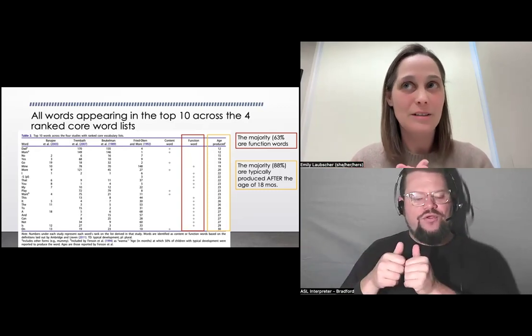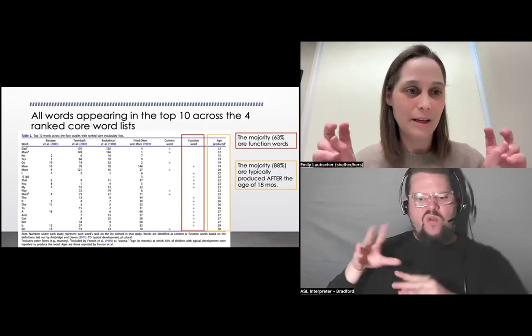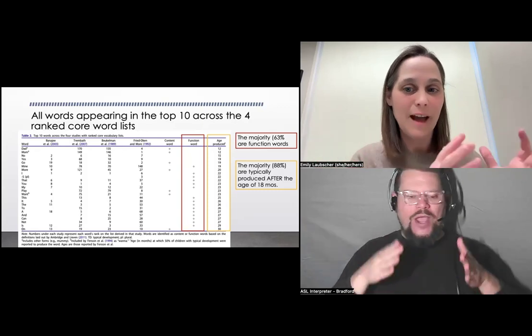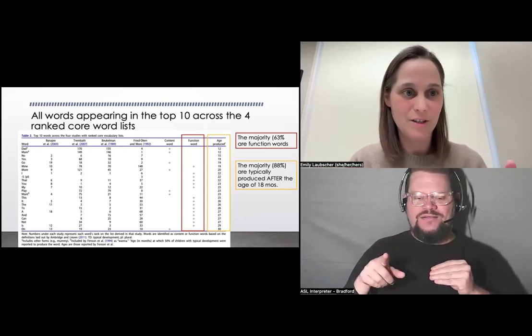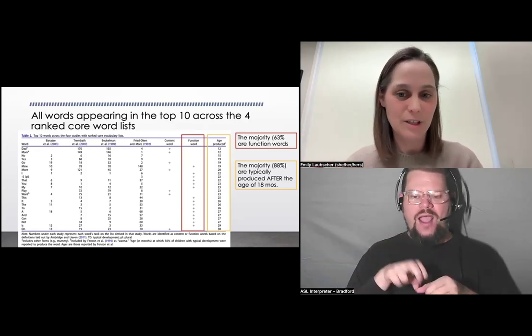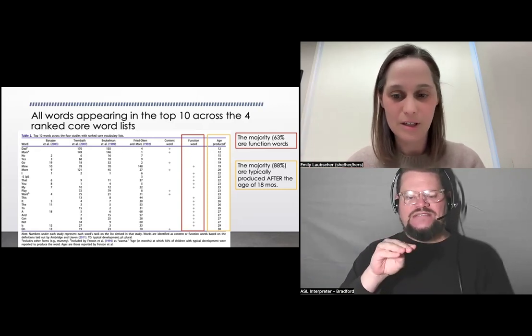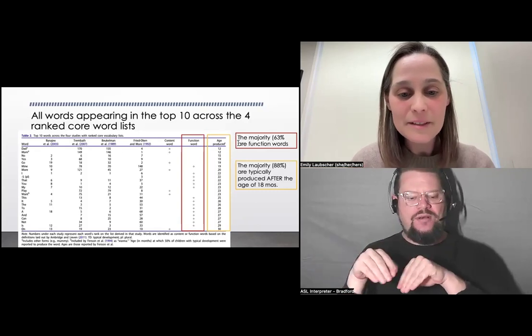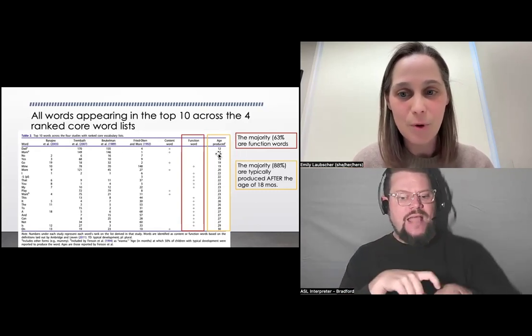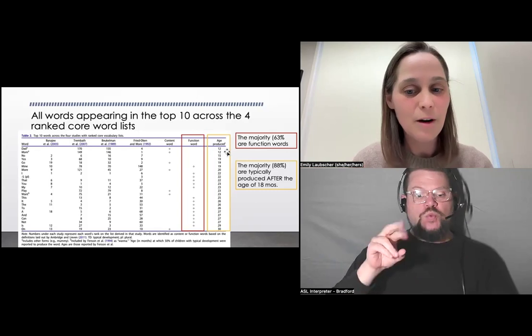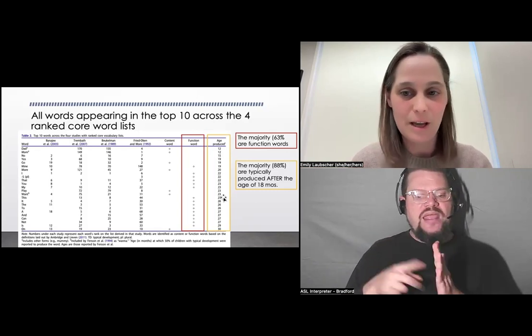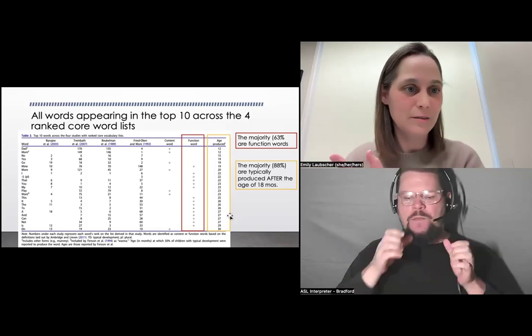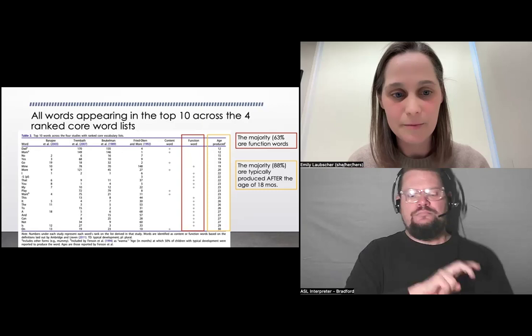At that point, they are no longer beginning communicators. They're moving out of the first word stage. They're now into semantic relations and early word combinations. So if we look at this data, by the time kids start to produce most of these core words, they are no longer beginning communicators. They're now moving on to semantic relations.